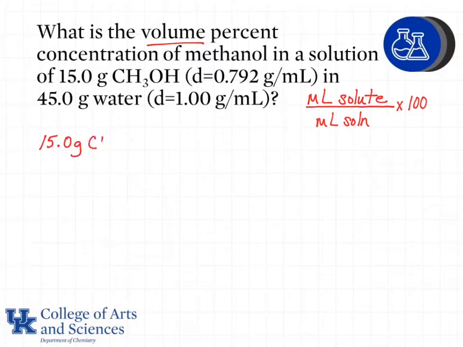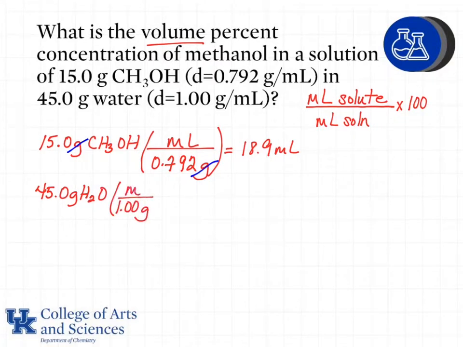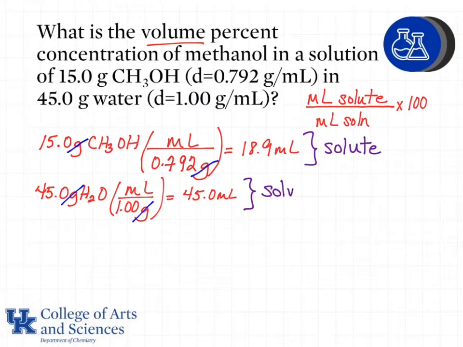We start with the 15 grams of methanol. We need grams on the bottom to cancel out, so we use our density. Grams will cancel, and we get 18.9 milliliters of our solute, which is methanol. Next, we have our water, which has a density of 1.00 grams per milliliter. We cancel out grams, and we get that the volume is 45.0 milliliters. So we have 18.9 milliliters of our solute, and we have 45.0 milliliters of our solvent.